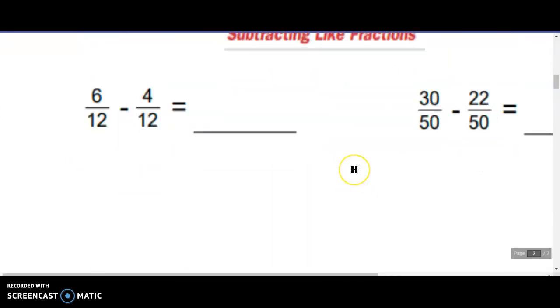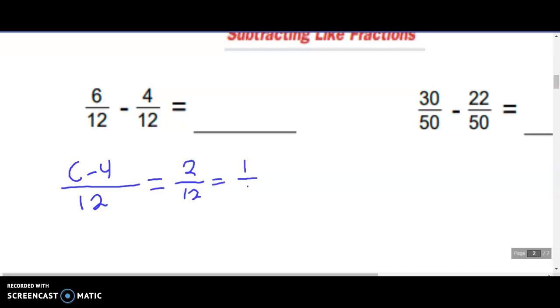Now subtracting is the same thing. Here we have common denominators, so we have 6/12 minus 4/12. So you're going to do 6 minus 4, and then keep the denominator, so it's going to be 12. 6 minus 4 is 2 over 12, and 2 over 12 equals 1/6.